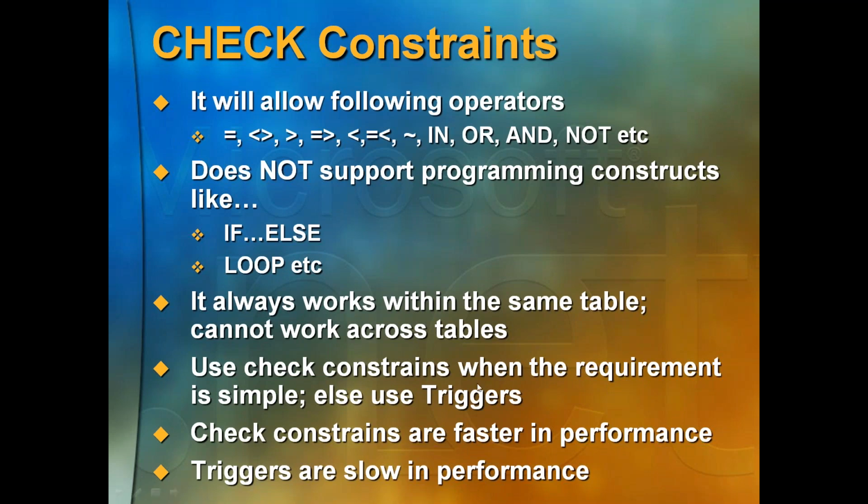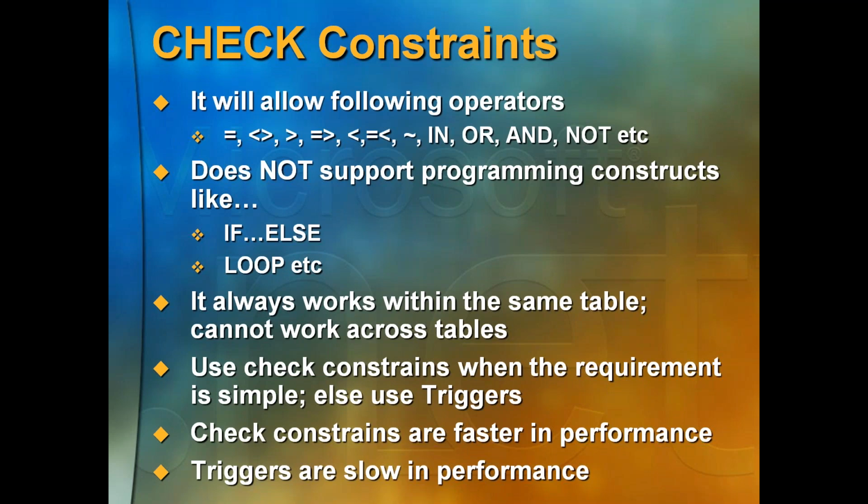Clear? You use a check constraint when the requirement is simple, else use triggers. Check constraints are fast in performance, triggers are slow in performance. Now you should understand, use a check constraint when the requirement is simple, else use triggers. What is a check constraint doing? It is validating the data whenever you insert, whenever you update, whenever you delete. Validations are done by the check constraint. So for the simple requirement, check constraints are used to validate the data. Else use a trigger, meaning triggers are also used to validate the data.